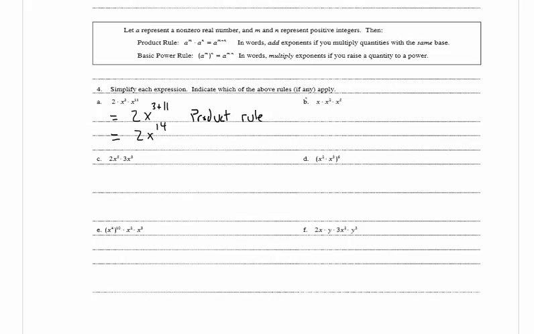In B, we have x times x squared times x to the 5th. So we have the same base of x, and we're multiplying them. So we're going to add their exponents. So I have x raised to the 1 plus 2 plus 5. And 1 plus 2 plus 5 is equal to 8. So we have x to the 8th power. And again, we use the product rule.